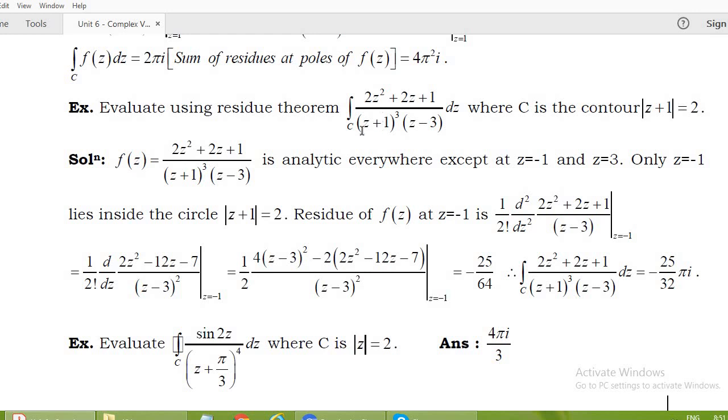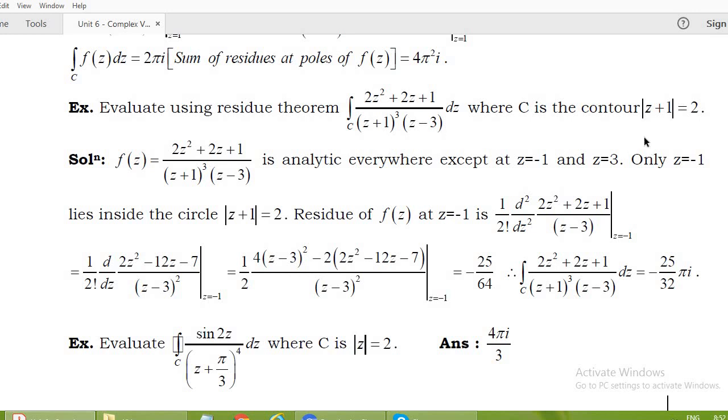Evaluate using residue theorem the integration over closed curve C of (2z² + 2z + 1) upon (z + 1)³ into (z − 3) dz, where C is the contour |z + 1| = 2. Now this is a circle with center at x = −1, y = 0 and radius equal to 2. So you can draw that and judge whether these two points of singularity, z = −1 and z = 3, lie within the circle or not.